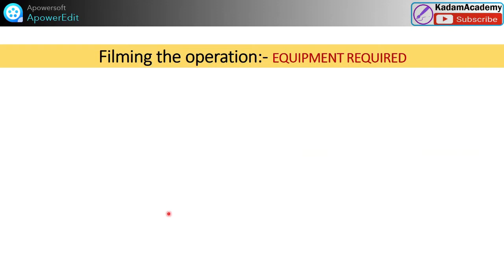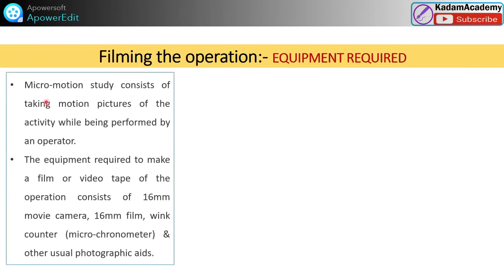But how do we do the filming operation? The filming operation is performed in this micromotion study and consists of taking motion pictures of the activity while it is being performed by an operator or worker. And what equipment is required? Here we have to take film or videotape of the operation. It consists of a 60 mm movie camera, 60 mm film, wing counter, micrometer, and other photographic aids.